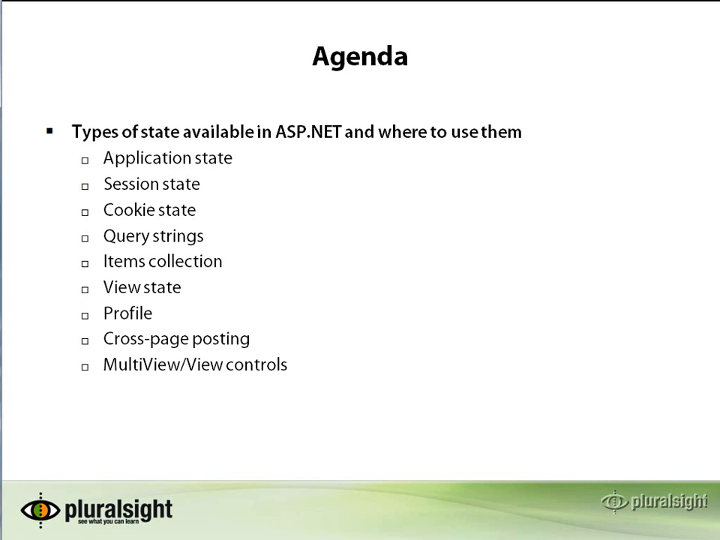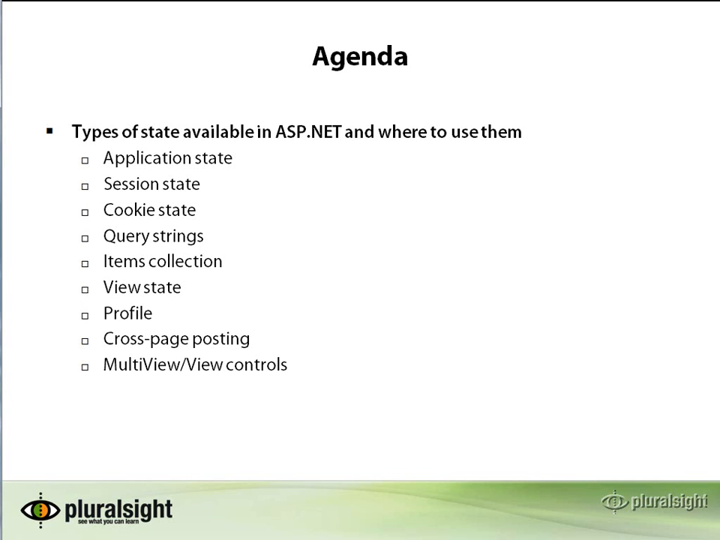We'll take a look at the items collection, which is an ASP.NET specific feature for storing state in the context of a single request. And that might not sound particularly useful, but it turns out when you combine the items collection with using server.transfer to navigate between pages, you can use that as a way to transition state from one page to another. We'll also take a look at view state, just a brief reminder that view state is there, and you can use that as a generic state repository as well across posts back to the same page.